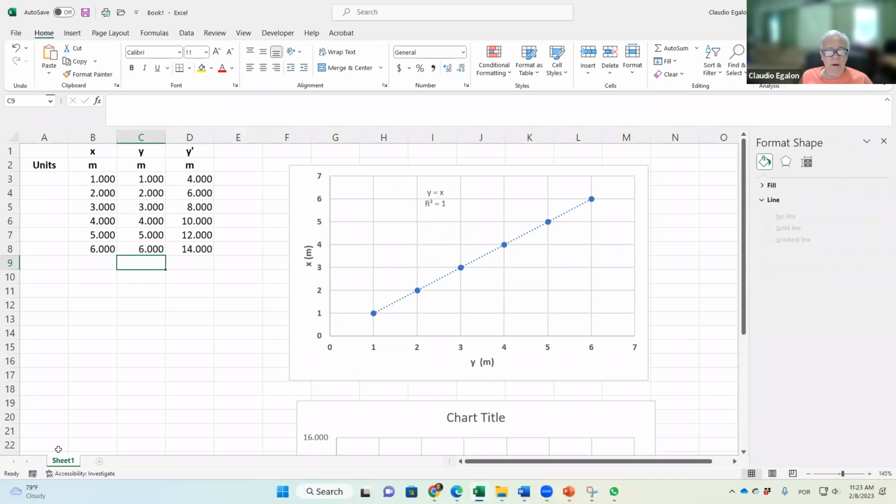But like I mentioned before, you're rarely going to get anything like that. 100% correlation, 100% fitting between the mathematical model and your data points. So most likely you're going to get something like that.